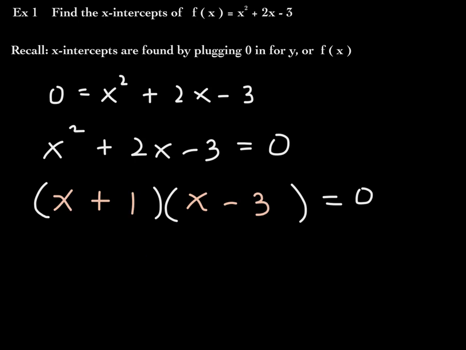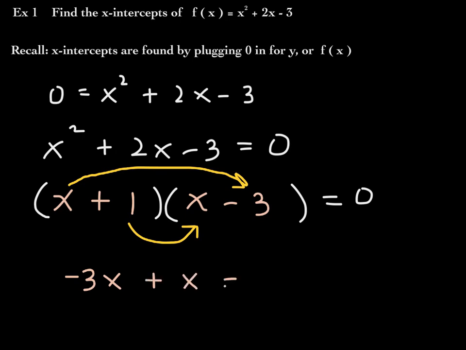So I have to also consider this product, x times negative 3, and this product, 1 times x. What would that give you? X times negative 3 is negative 3x, and 1 times x is positive x. And when you combine these two terms, you get negative 2x. The problem with that is your middle term is not negative 2x. It's positive 2x.